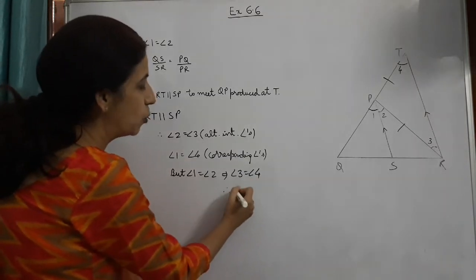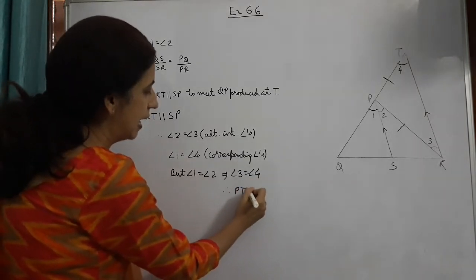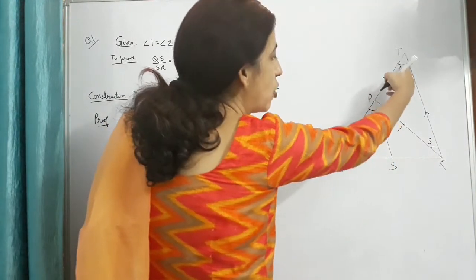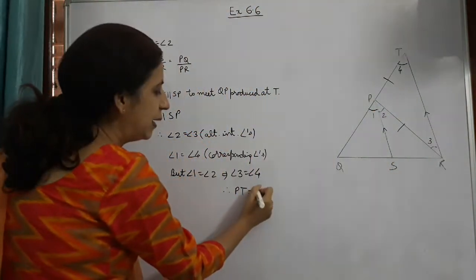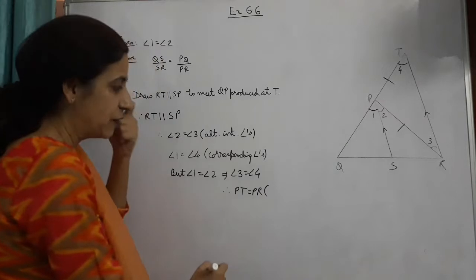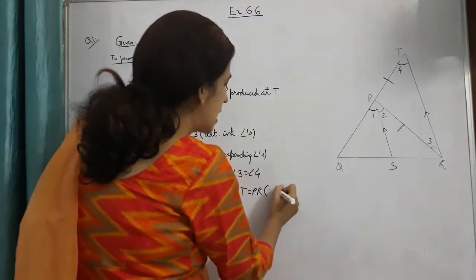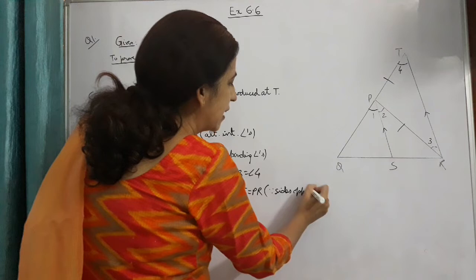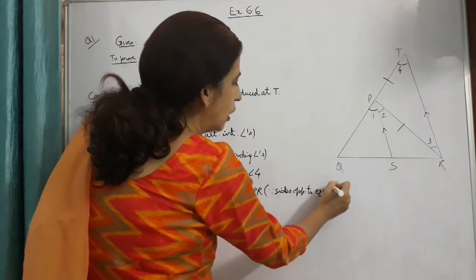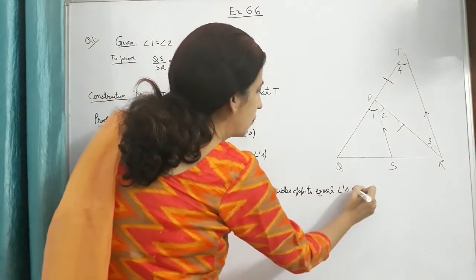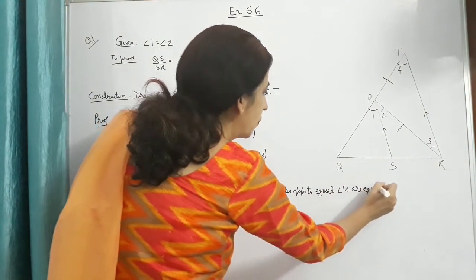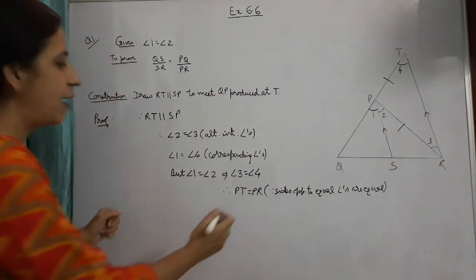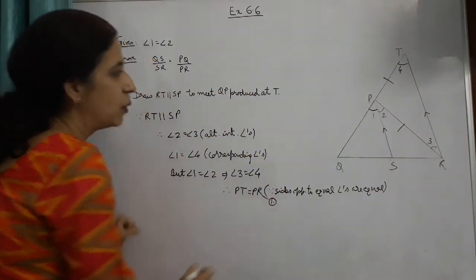So over here we obtain that side opposite to angle 3 is PT and side opposite to angle 4 is PR. And we write down the reason over here. Since sides opposite to equal angles are equal. So we obtain PT is equal to PR. Let this be equation number 1.